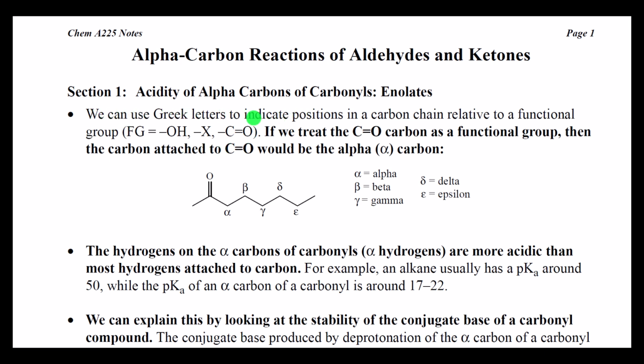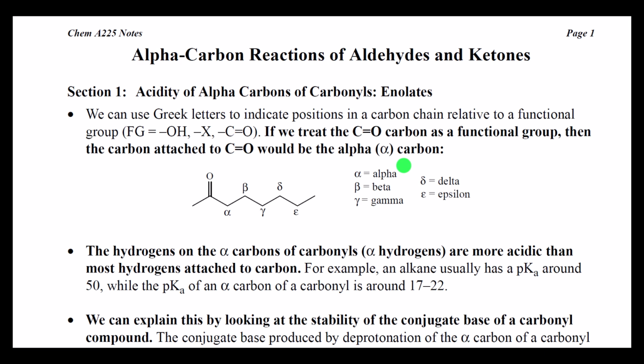We can use Greek letters to indicate the position in a carbon chain relative to a functional group. In this case, we're going to look at the C double bond O carbon as being the functional group. In that case, the carbon attached directly to this C double bond O carbon would be called an alpha carbon. The next carbon in the chain would be beta. The third carbon would be gamma, then delta, epsilon, and of course we can continue on, but typically we don't go much further than epsilon.